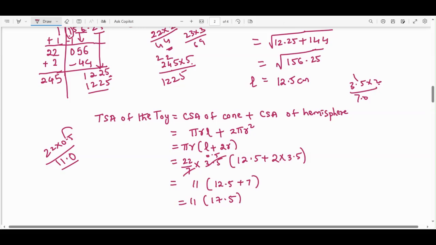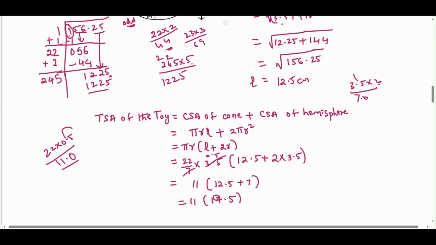So 12.5 plus 7 will be 19.5. Oh sorry, it's 19.5. 19.5 into 11, when you multiply we get 214.5 centimeter square. Therefore, the total surface area of the toy equals 214.5 centimeter square. Centimeter square is the answer.